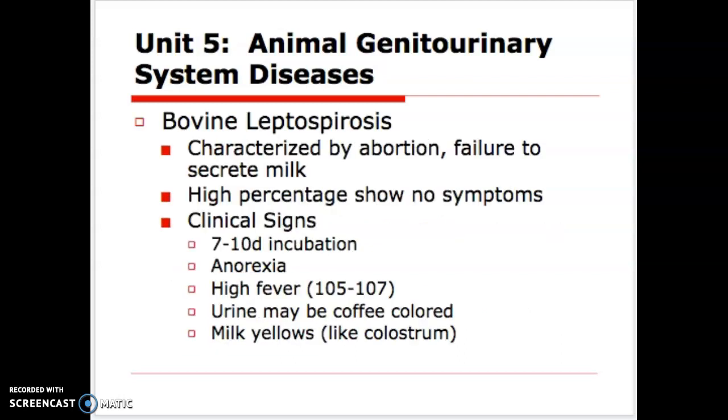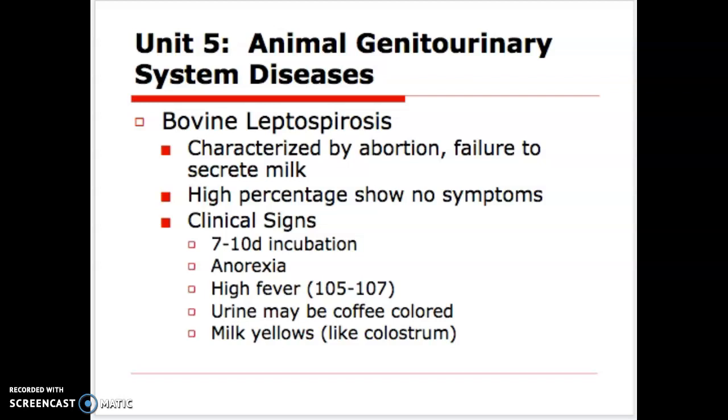Last one on the docket is the complex of leptospirosis, and we'll start with bovine type first. It's characterized oftentimes by abortion. This is a pathogen that lives in the reproductive tract, and sometimes highly causes abortions and failure to secrete milk. And a high percentage show no symptoms at all. They'll have the lepto bug, but don't show any symptoms whatsoever.